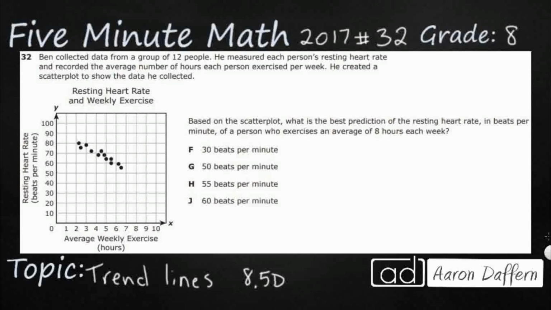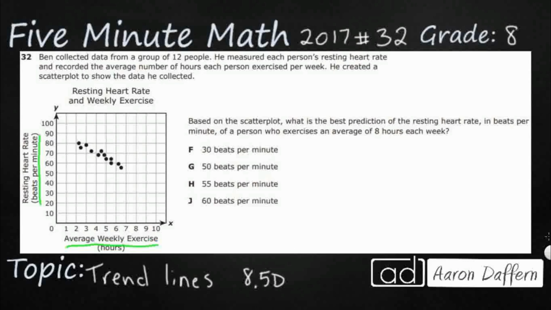So, Ben is collecting data from a group of 12 people, represented here by these 12 dots plotted on this graph. He measured each person's resting heart rate, that is your y-axis, and recorded the average number of hours each person exercised a week, that is your x-axis. It looks as if the more hours per week you exercise, the lower your resting heart rate.